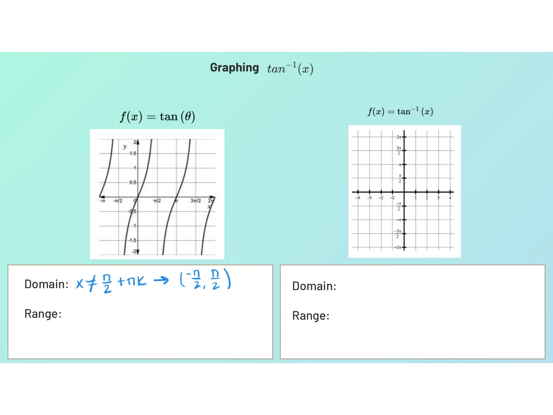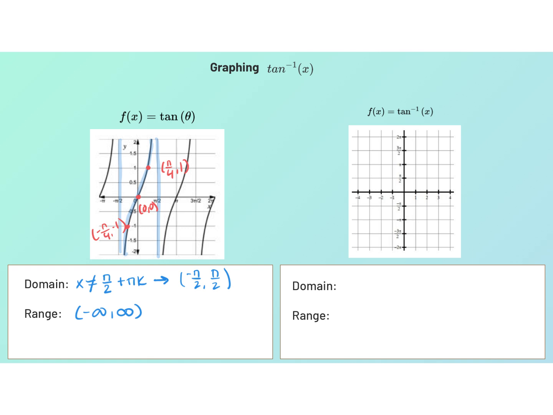Parentheses around those bounds because we do not include the vertical asymptotes as part of our domain. So we're talking about this first wave between negative pi over 2 and positive pi over 2. The range for tangent is unrestricted, -infinity to positive infinity. The points that we're going to use on this tangent wave are the origin, (0, 0), and then (pi over 4, 1), and then on the other side, (negative pi over 4, -1).